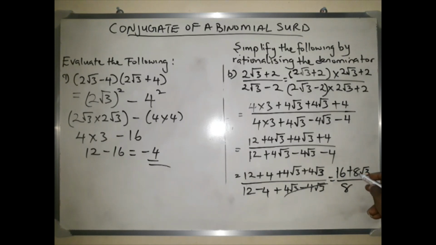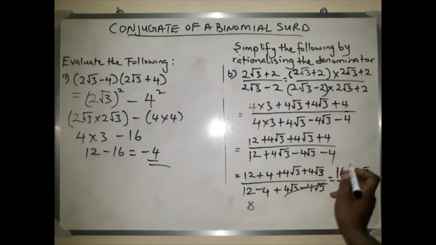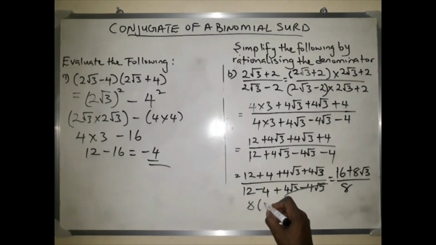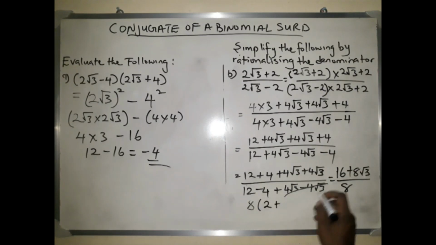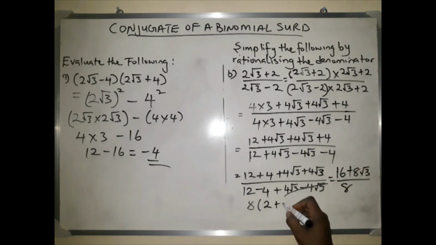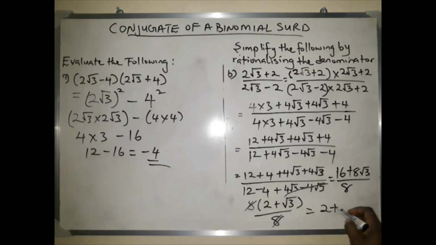We have 16 plus 8 root 3. 8 is a common factor of both 16 and 8. So you can now factorize by saying divide 16 by 8, you have 2. And divide 8 root 3 by 8, giving you what? Root 3, all over 8. Now this 8 can divide this 8, which means at the end of the day, your answer will be 2 plus root 3. And that will be your final answer.